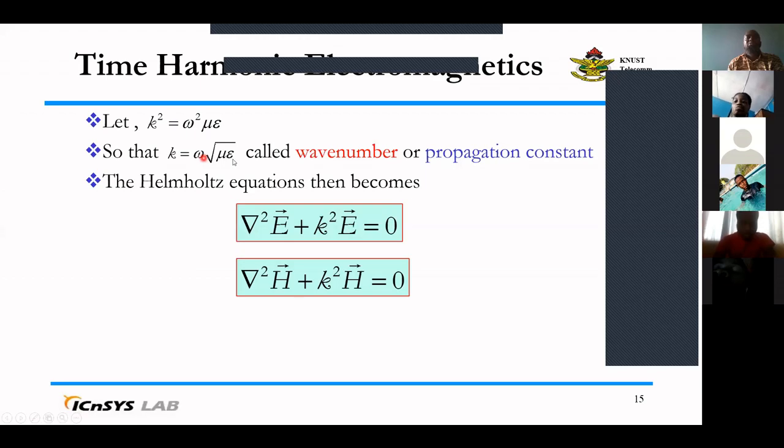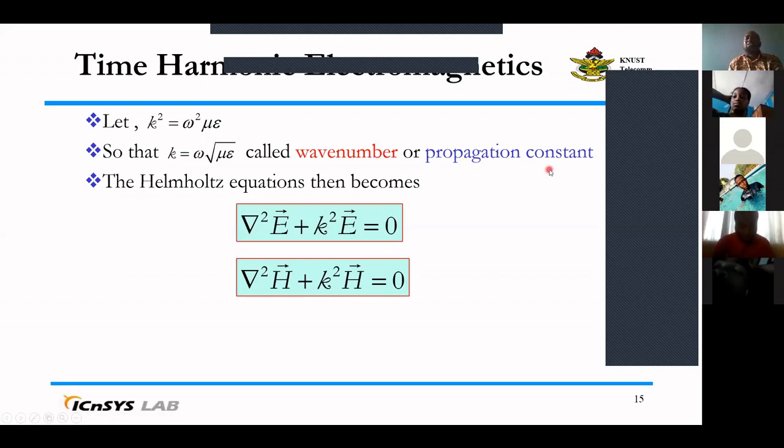That means that k must be equal to what? Omega square root of mu epsilon. If you look at the slide I uploaded to the site, this is actually squared. So that is wrong. You have to correct it to this one. So k equals omega square root of what? Mu epsilon. This k is called the wave number.